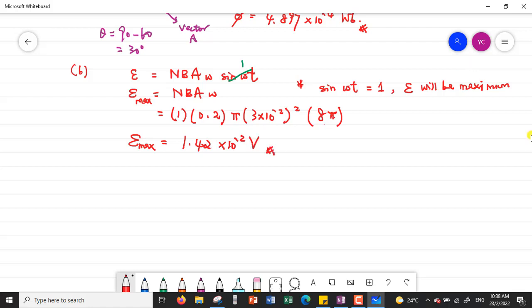You might try another question that has a similar concept. Try question 6 in your tutorial 5, in which that question is also about a rotating coil.